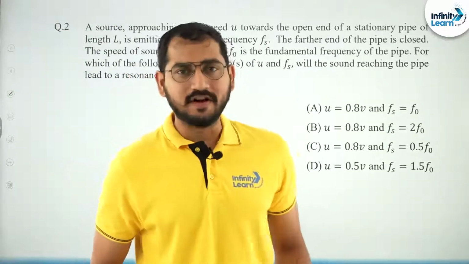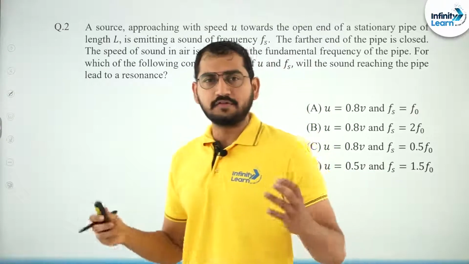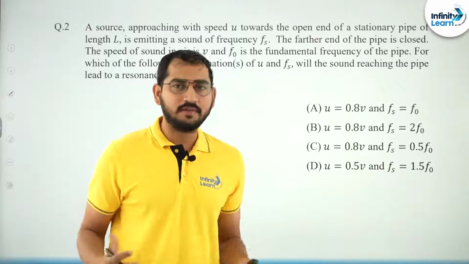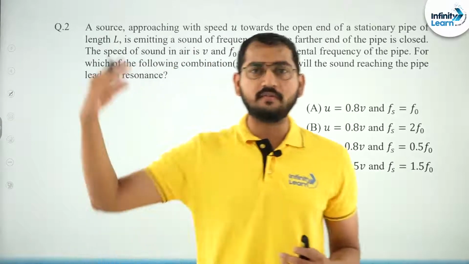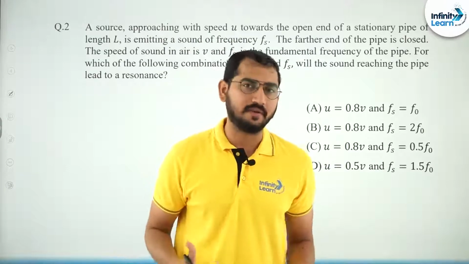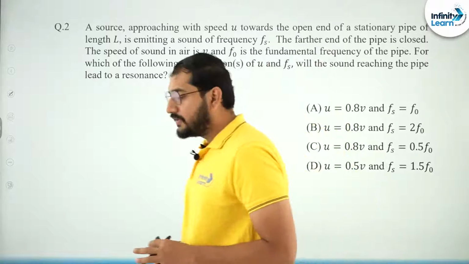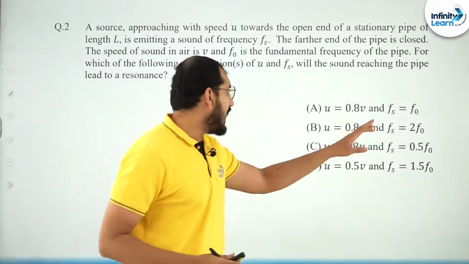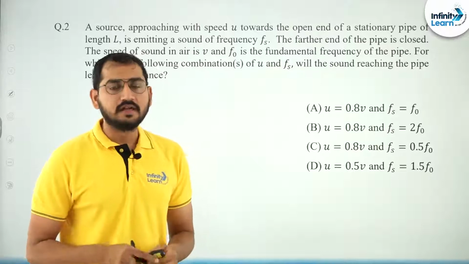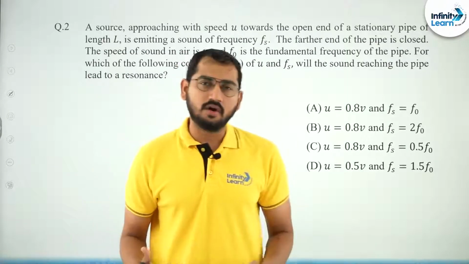So moving on to the next question. This question says that there is a source which is approaching towards a closed organ pipe. So this is a combination of two different concepts, one from the Doppler effect and one from the standing wave formation in the closed organ pipe. Depending on the different values of the source frequencies and the speed of that source, we have to judge whether the resonance between these two will happen or not.